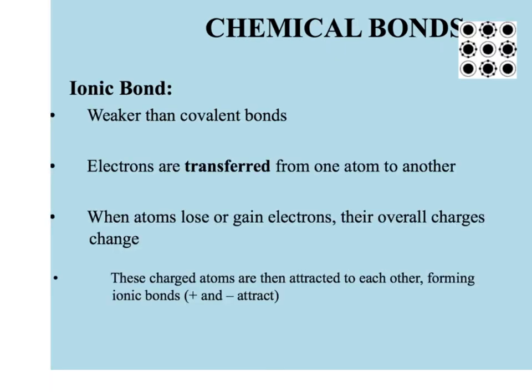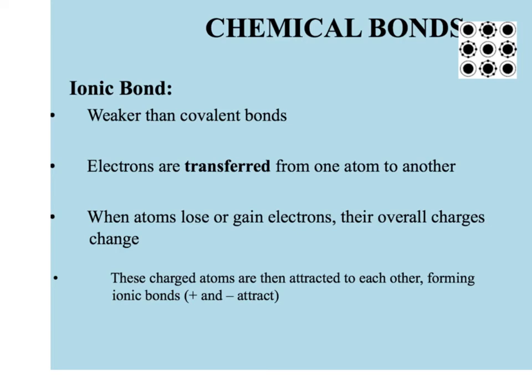We started this video with talking about ionic bonds. You need to know that ionic bonds are weaker than covalent bonds, because remember, they are formed from the attraction of the positive of one element and the negative of another element. This is formed again when electrons are transferred from one atom to another, creating the two different types of ions.